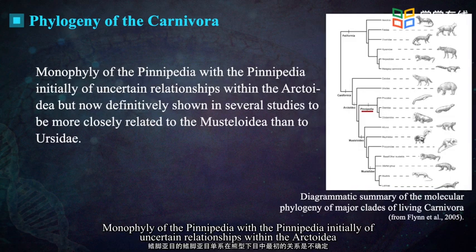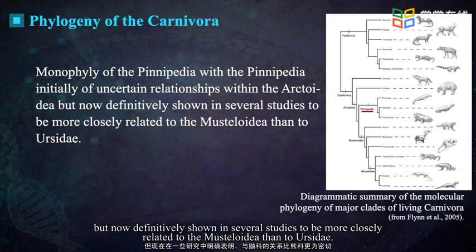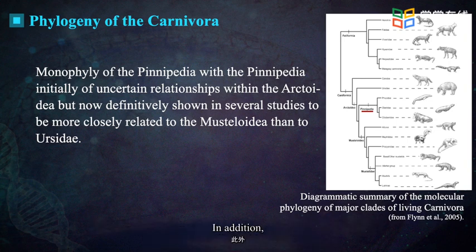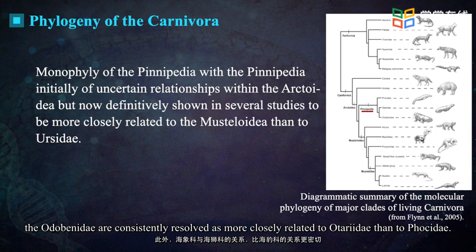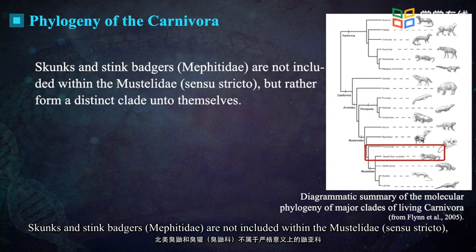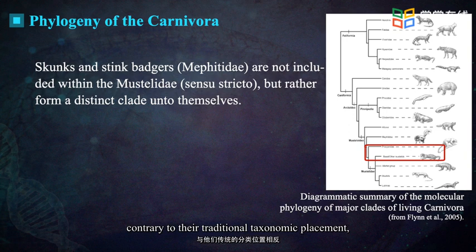Monophyly of the Pinnipedia, with the Pinnipedia initially of uncertain relationships within the Arctoidea, but now definitely shown in several studies to be more closely related to the Musteloidea than to Ursidae. In addition, the Odobenidae are consistently resolved as more closely related to Otariidae than to Phocidae. Skunks and stink badgers, Mephitidae, are not included within the Musteloidea, sensu stricto, contrary to their traditional taxonomic placement, but rather form a distinct clade unto themselves.